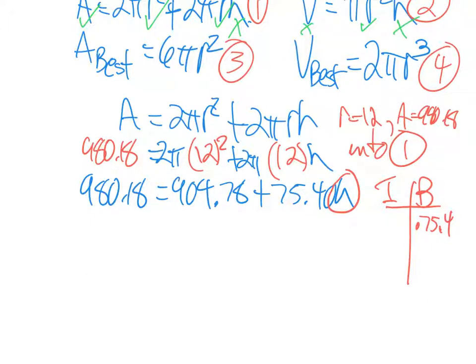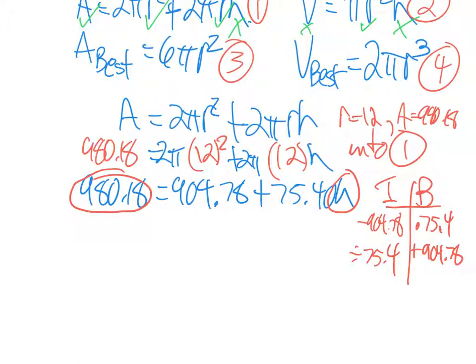The next thing I'm doing is, so 75.4 multiplies, and then I remember I can read right to left to right with equations, plus 904.78. So then I add 904.78. So I minus 904.78, and I divide by 75.4. That's the inverse. Okay, so those operations apply to 980.18.